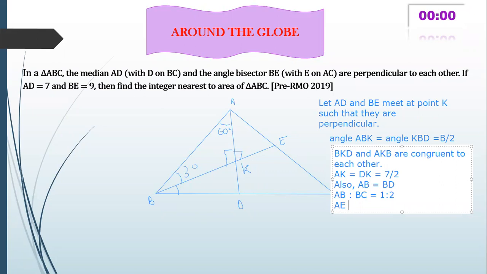Similarly, AE is to AC is equal to 1 is to 2. I know you are wondering why 1 is to 2. I will tell that also. So why 1 is to 2? Can anyone explain why 1 is to 2 is given here? Can anyone tell me? Write in the chat.